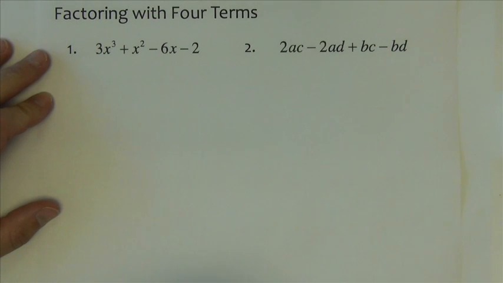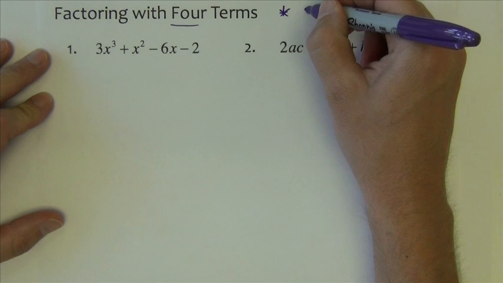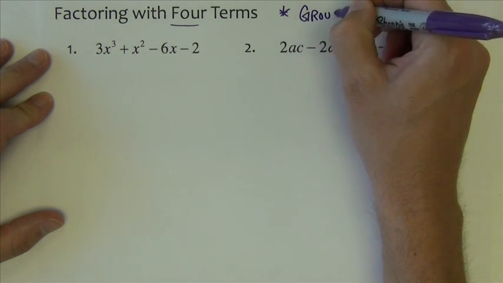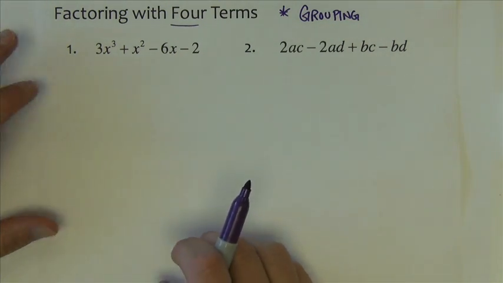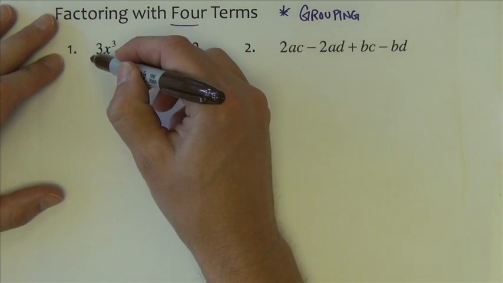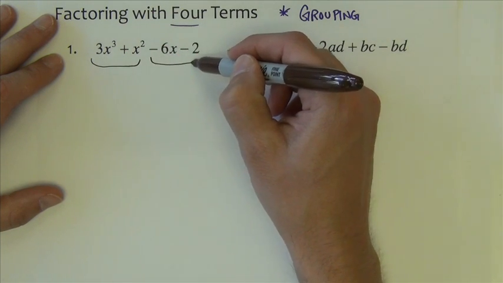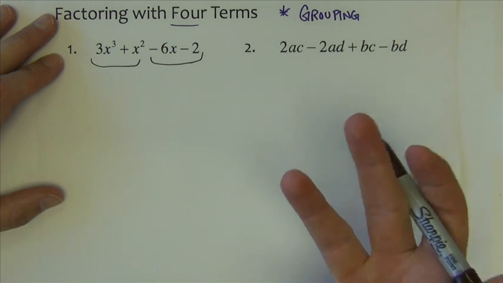Finally, I want to end with a couple of problems of how we factor with 4 terms. For 4 terms, I use a technique most people call grouping. What I'm going to do is group the 4 terms into 2 pairs of terms. Typically we can do this with the first 2 and the second 2, or the first and third and the second and fourth. I usually just do the first 2 terms and the second 2 terms, because I don't have to rearrange it, so it's easier that way.